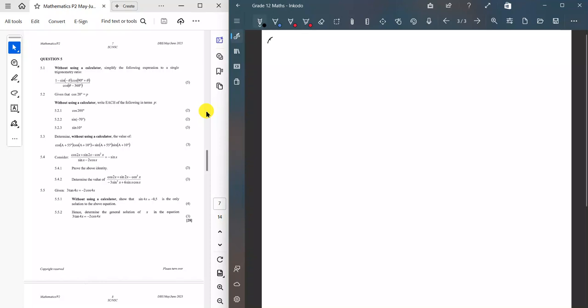5.3. Now 5.3, remember guys, if you are using a mobile device, please rotate your screen. They say determine, without using a calculator, the value of, let's see, this is cos(A plus 55 degrees) cos(A plus 10 degrees) plus sine(A plus 55 degrees) sine(A plus 10 degrees). Now this, when I look at it, it reminds us of cos.